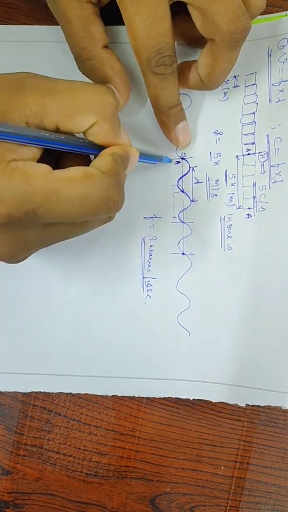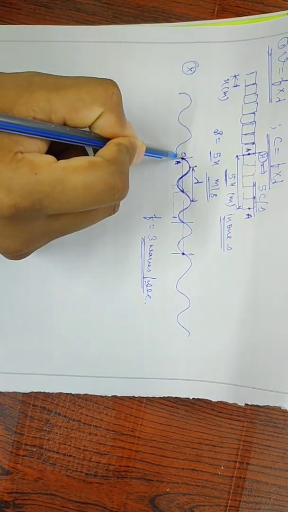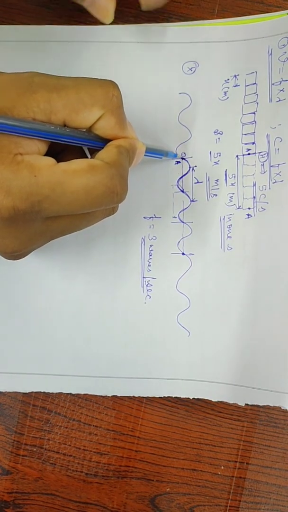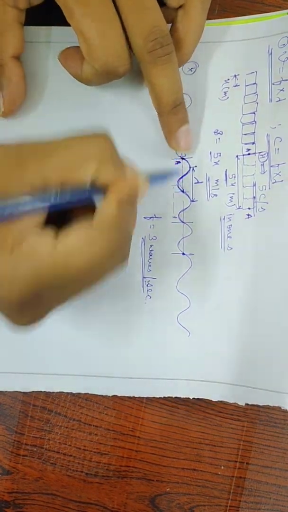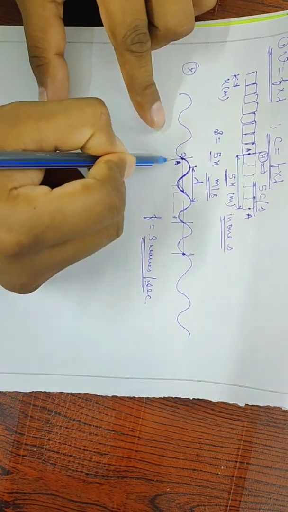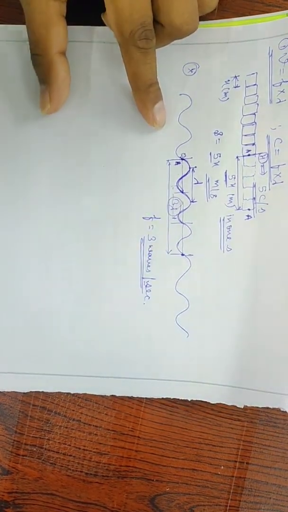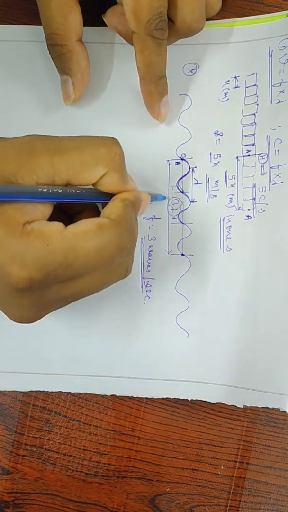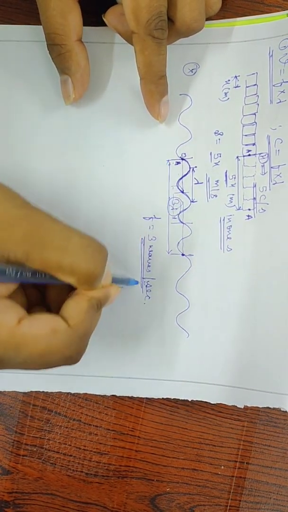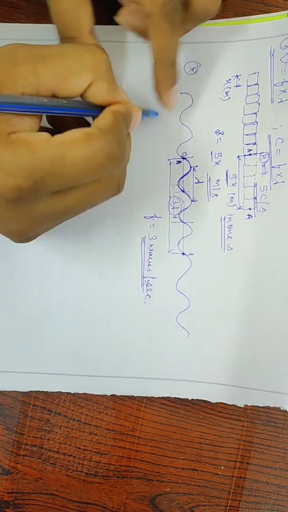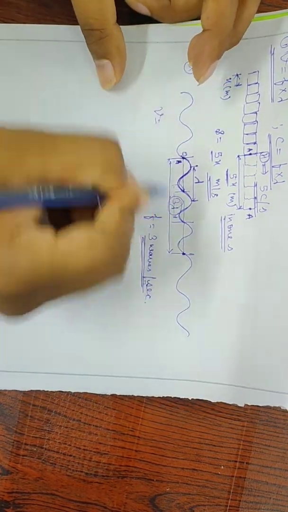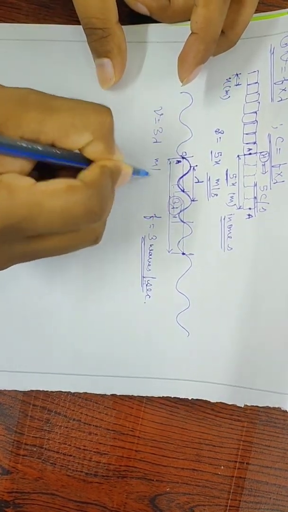It means the point A, which is originally at the origin at t equal to 0 second, will travel from here to here in 1 second, and this distance is nothing but 3 times lambda. And this distance is traveled by the point A in how much time? 1 second. And this is nothing but the speed of the wave, 3 lambda meter per second.